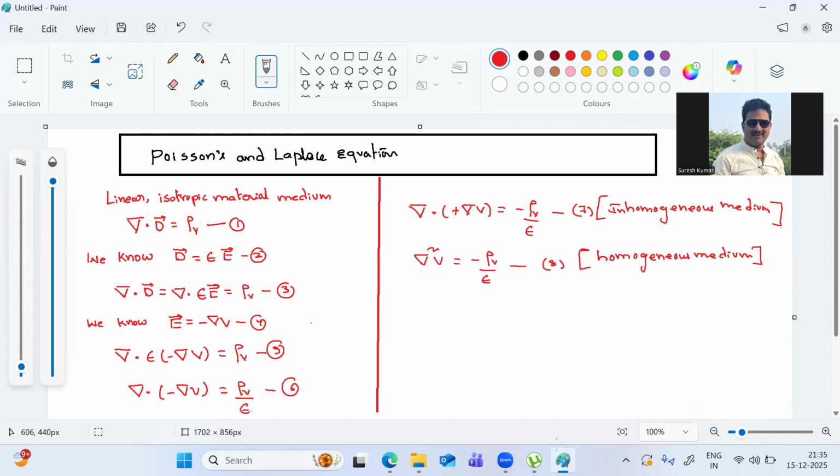Now, for Laplace equation, in equation 8, we need to keep rho v equal to 0. Then equation 8 becomes del square V is equal to 0, which is Laplace equation.